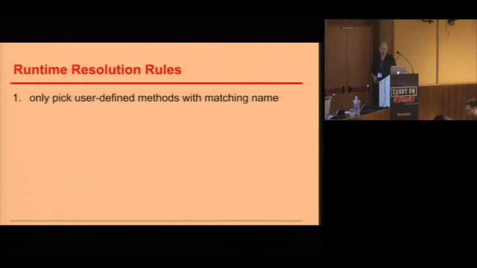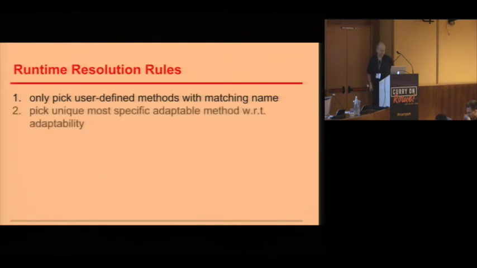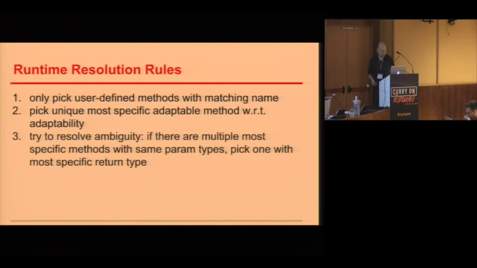Then we have runtime resolution rules, and they again closely resemble how the compiler operates. First, we only pick user-defined methods with a matching name, so we don't change the name, and we don't target synthetic methods. That is quite important in some examples, in particular in the second case study, which I hopefully have time to talk about briefly. Then we pick the most specific adaptable method with respect to the adaptability partial order we just introduced.